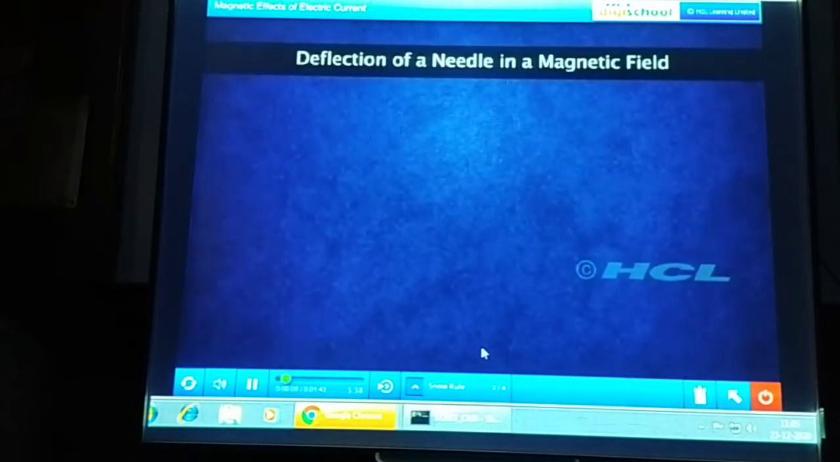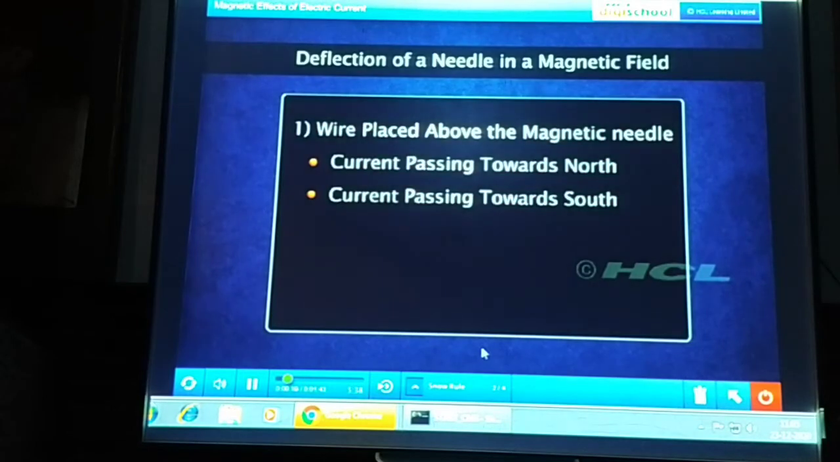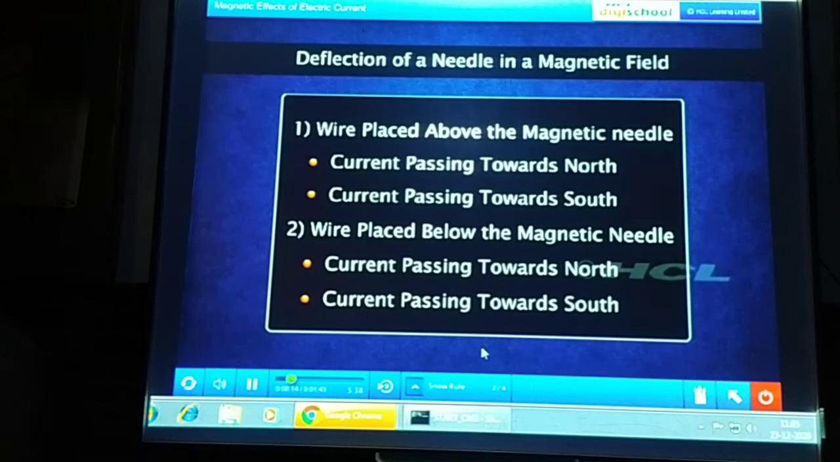Different observations were made when the wire was placed above and below the magnetic needle. In each case, the deflections were observed in different directions when the direction of the current was reversed.